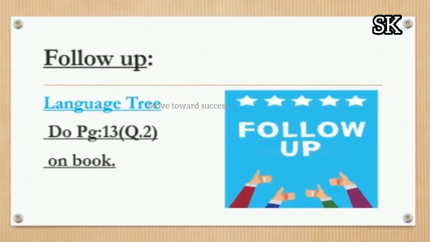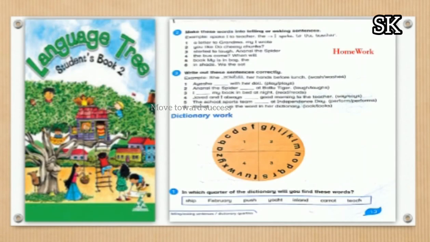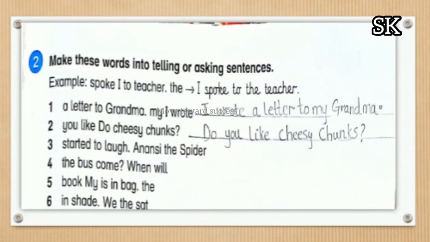The follow-up is language 3, page 13, question number 2 on book. This is your homework. Question number 2, you have to do it on your book, and you have to just arrange the sentence in a proper sequence. For example, the first sentence is a letter to grandma I wrote. It will be like that: I wrote a letter to my grandma.